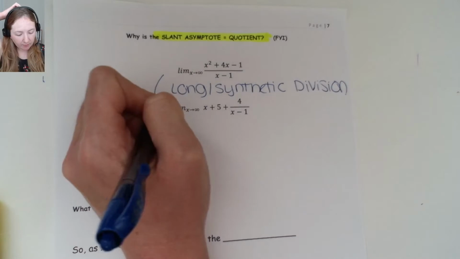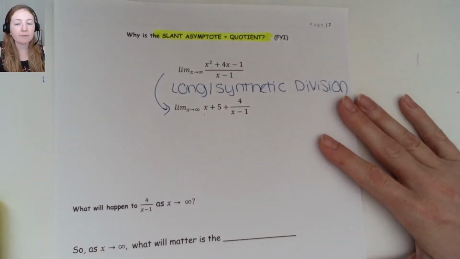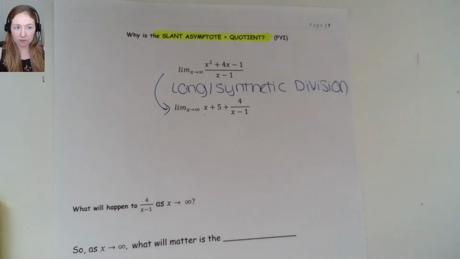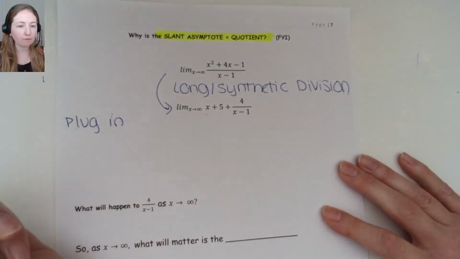I would end up with this. I would end up with x plus 5 plus 4 over x minus 1. Now, we're looking at what happens as x goes out to infinity because we're trying to find, again, this line that it approaches as we go out to infinity or negative infinity. Now, remember what we said back in test one, we said we always want to plug in first.